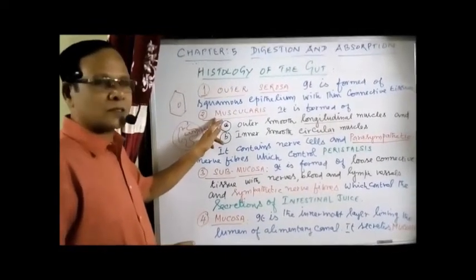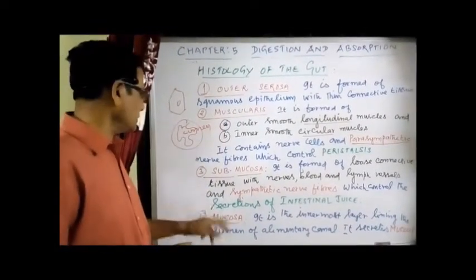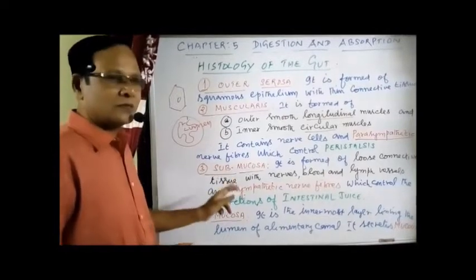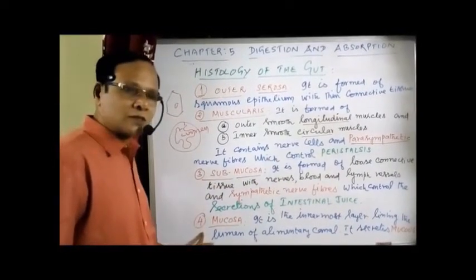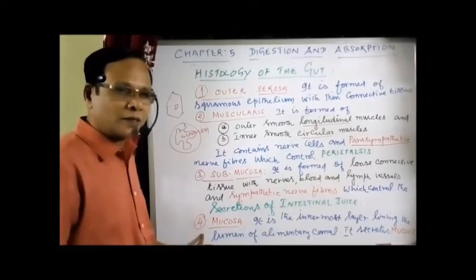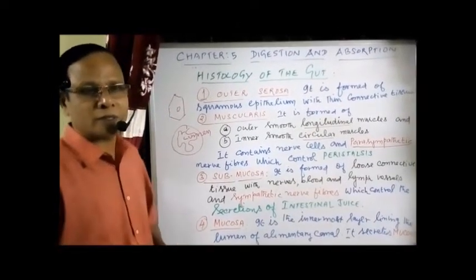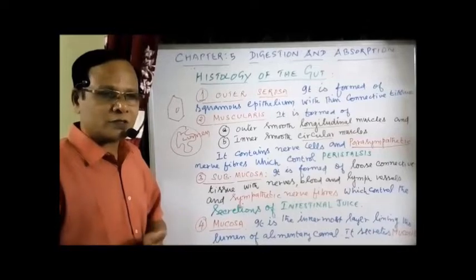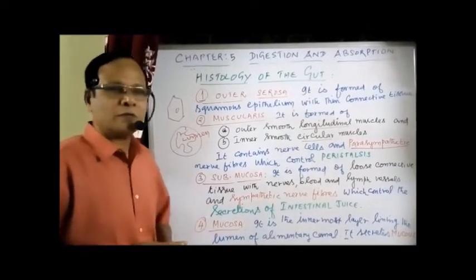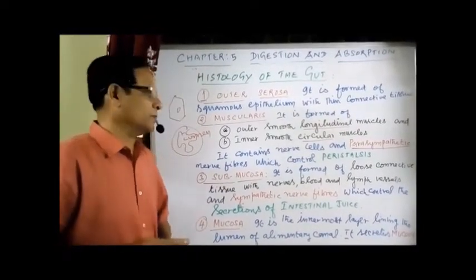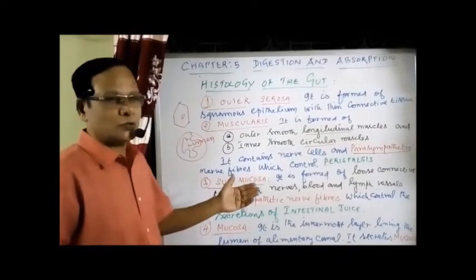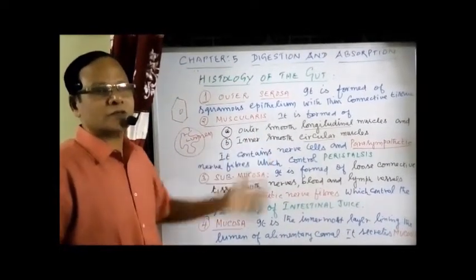Now the muscularis is concerned with peristalsis. The submucosal layer is concerned with the secretion of intestinal juice, and the last layer is concerned with the secretion of mucus, the lining layer protecting the wall of the alimentary canal from infection and also from hydrochloric acid. Okay, we have to pass on to the next one, the digestive glands.